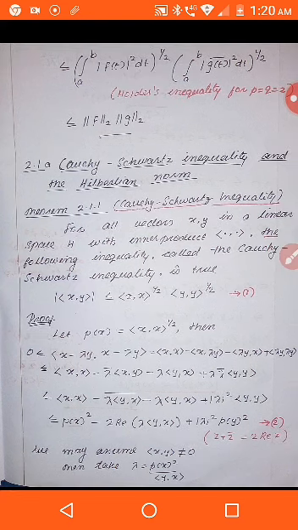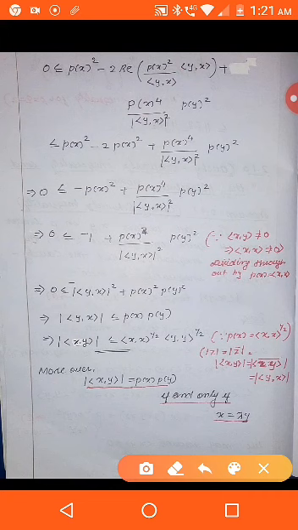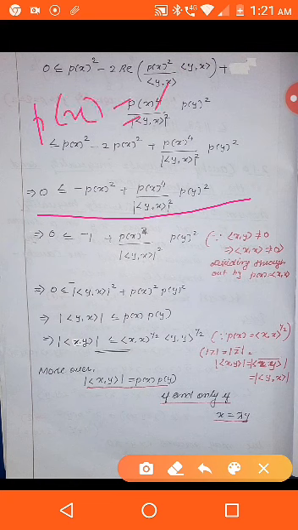Again, by substituting this value in equation 2, we will get 0 less than or equal to p of x the whole square minus 2 real part of p of x the whole square by the inner product of y, x into y, x, plus p of x the whole raised to 4 divided by modulus of inner product y comma x the whole square, p of y whole square. And simplifying, we will get of the form 0 less than or equal to minus p of x whole square plus p of x raised to 4 divided by modulus of inner product y comma x the whole square, p of y whole square.